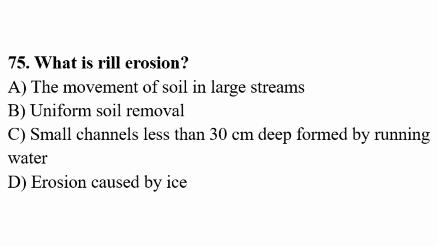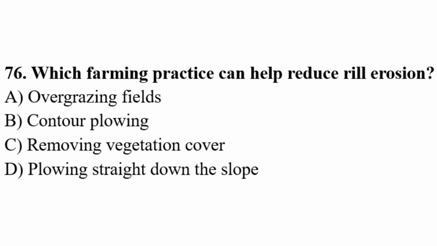75. What is rill erosion? A. The movement of soil in large streams. B. Uniform soil removal. C. Small channels less than 30 centimeters deep formed by running water. D. Erosion caused by ice. Answer: C. Small channels less than 30 centimeters deep formed by running water.